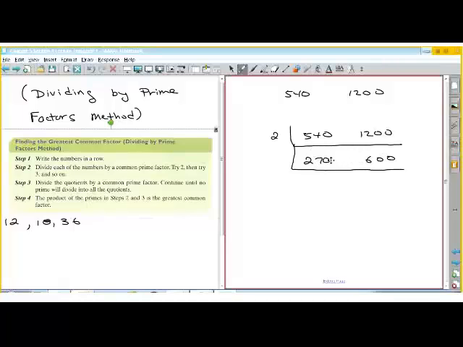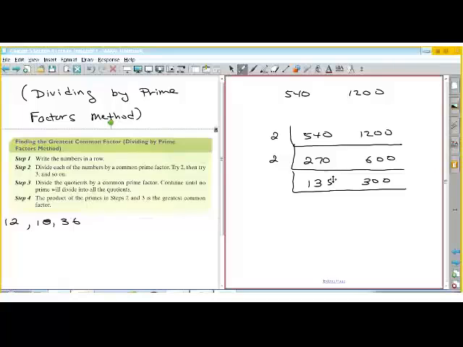Okay, then you look at it again and ask, is there a prime number that I can divide both of them by? And they're both even still, so I can divide both by 2. So 270 divided by 2 is 135, and 600 divided by 2 is 300. So I can't divide by 2 again because they're not both even. So then I have to think about what's the next larger prime number, which is 3. So can I divide this by 3 and this by 3? That one's obviously you can divide by 3 because it's 300.